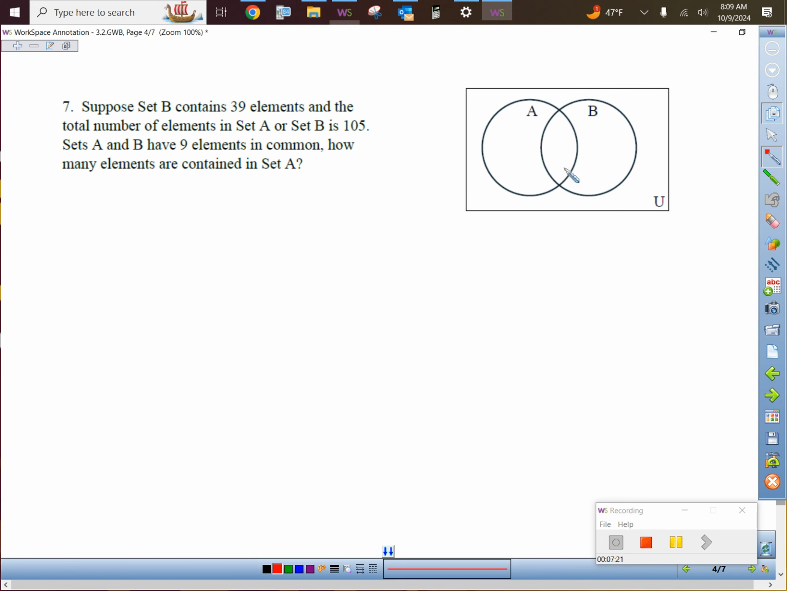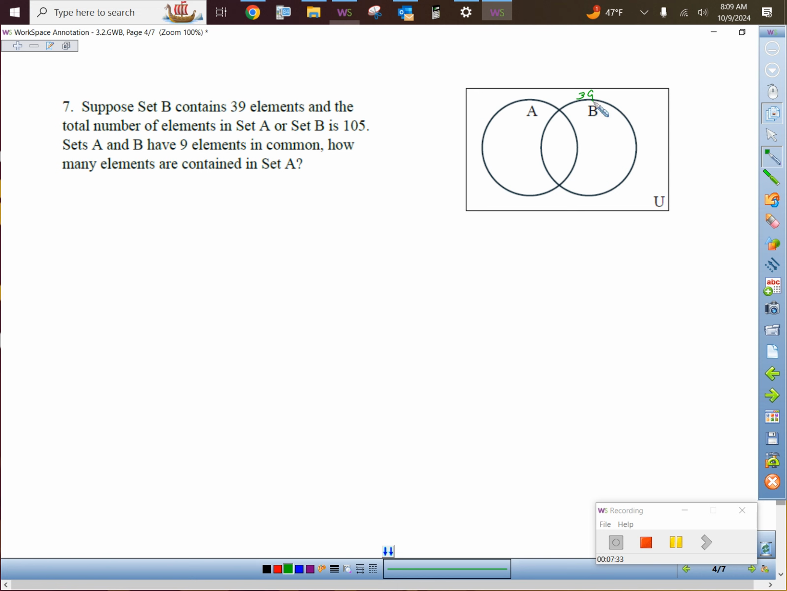What is represented by this little section? What would you call that? That is the intersection of those, right? So far we know there are 39 elements in B. What I think is helpful is to put a 39 above it. Hey, there are 39 things in B, because this is like a visual game.